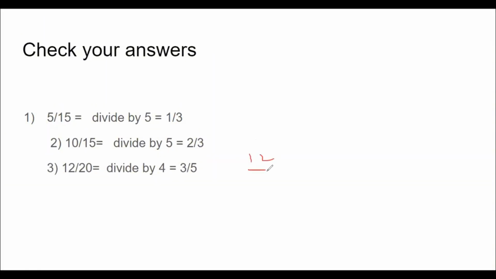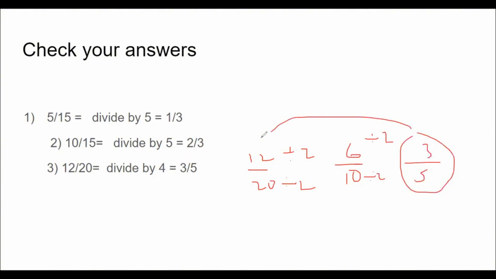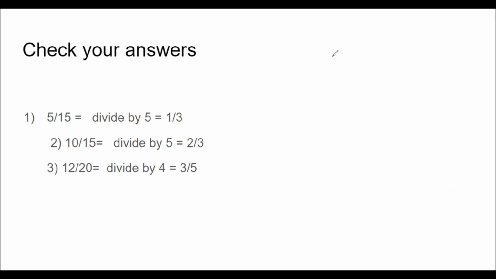If you have 12/20, and let's say you divide by 2, you could easily do that. And 12 divided by 2 is 6, 20 divided by 2 is 10. Then you would need to divide by 2 again. And you get 3/5. So you get the same thing, but you just have to divide twice, which is fine. What you're doing is finding the greatest common factor. And if you don't find the GCF, that's all right. You just divide twice. No big deal.